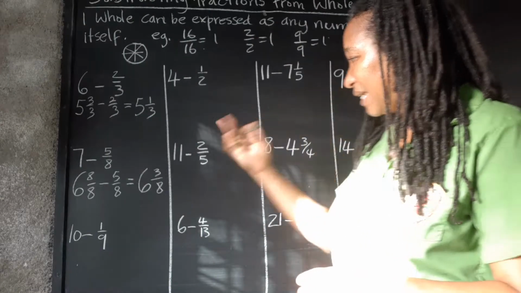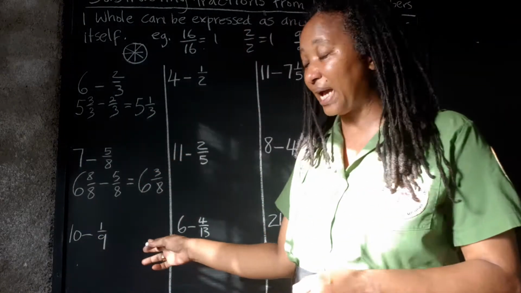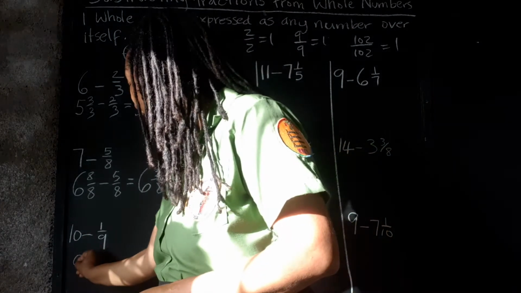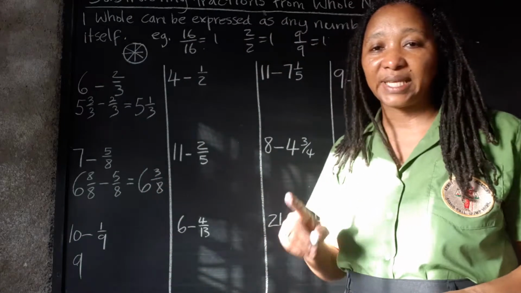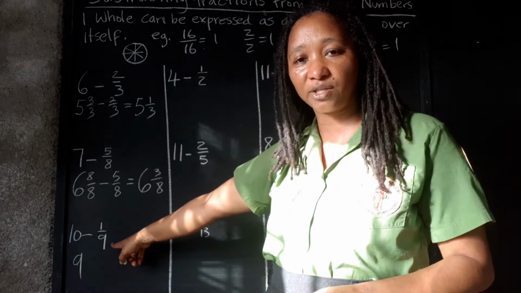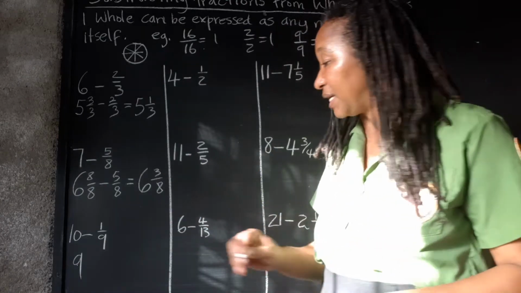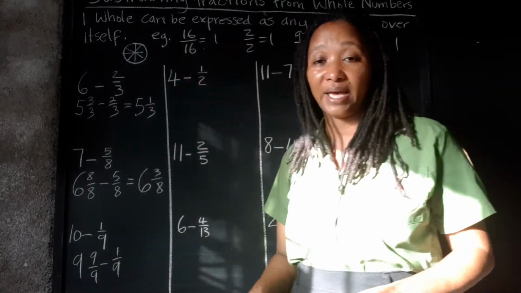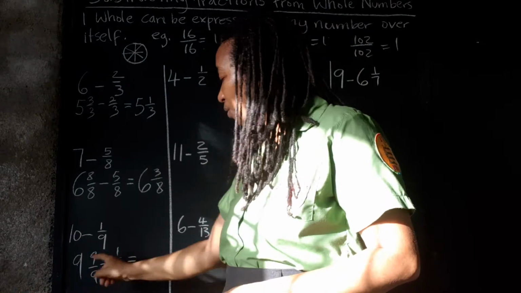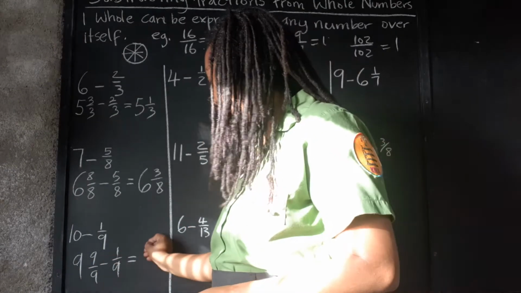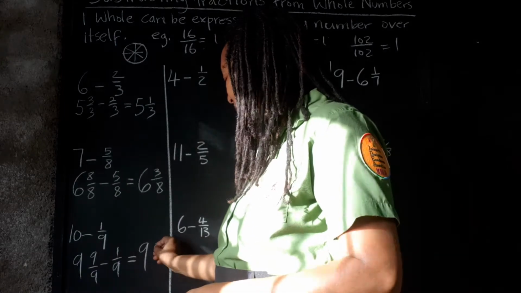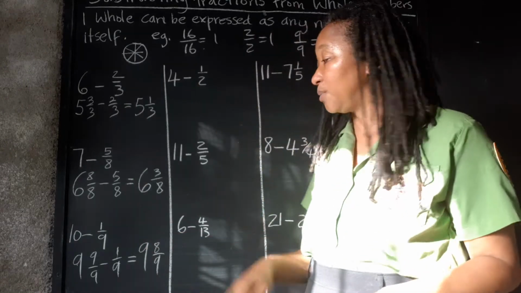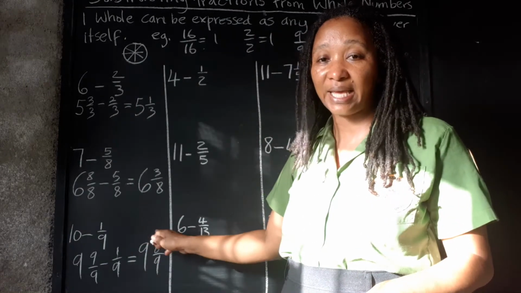Okay. 10 subtract 1/9. So we need to take 1 whole from the 10. We're going to be left with 9. The 1 whole that we take, since this has a denominator of 9, we're going to express it as 9 over 9. And then we're going to go ahead and subtract. So we know we have this 9 as a whole number. 9 take away 1 is 8, and we put back the denominator of 9. So 10 subtract 1/9 gives 9 and 8/9.